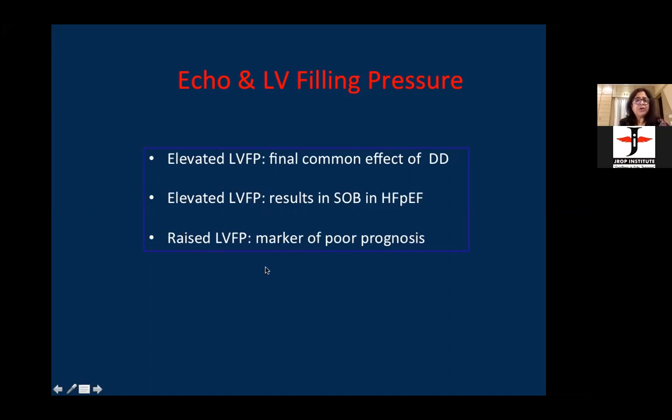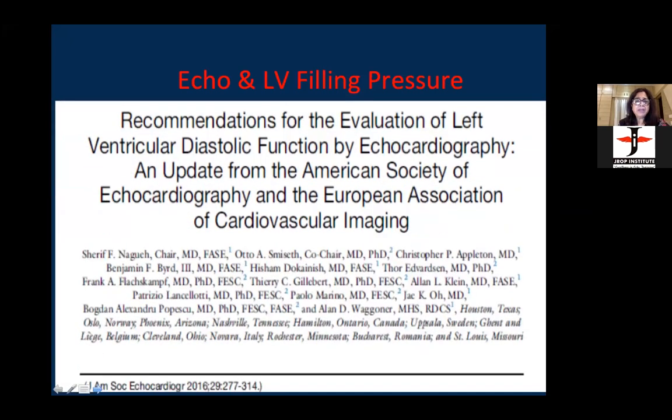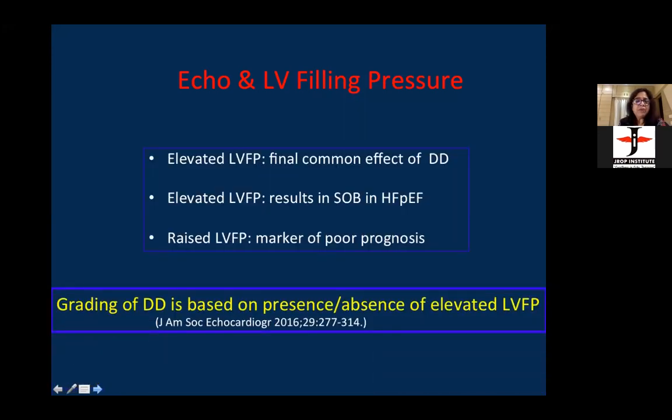And also a raised LV filling pressure is a marker of poor prognosis in this group of patients. Moreover, as per the latest recommendation of the ASE for evaluation of left ventricular diastolic function by echocardiography, the grading of diastolic dysfunction is based on the presence or absence of elevated LV filling pressure. So you need to know the LV filling pressure.